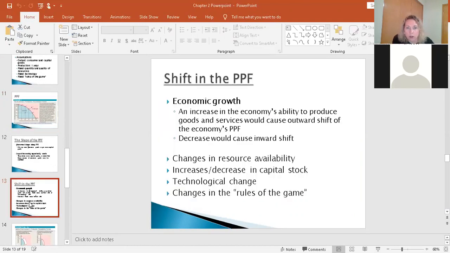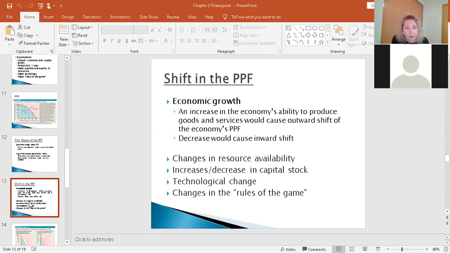All right, let's talk about shifts in the PPF, the production possibilities frontier. This thing shifts. It moves in its entirety sometimes, one direction or the other. Typically here in the United States, we see our PPF move in the upward, outward direction to the right. So we see it increase, sort of move into that unattainable area.